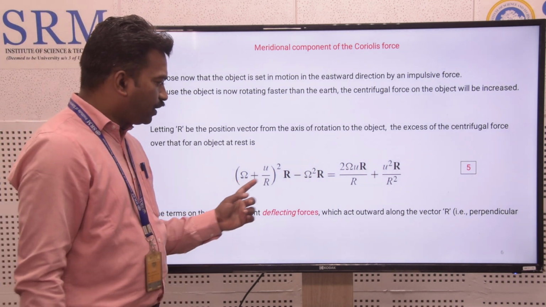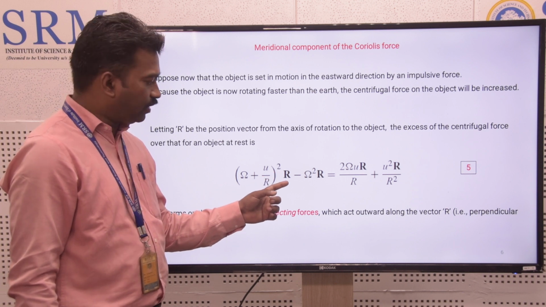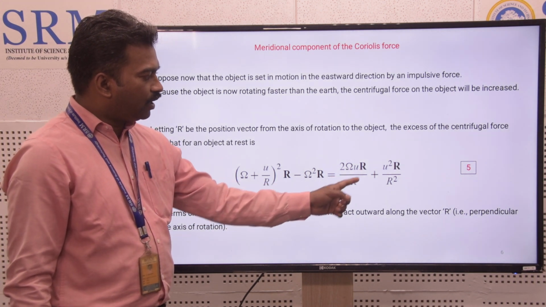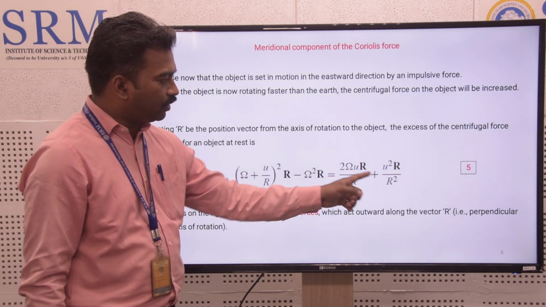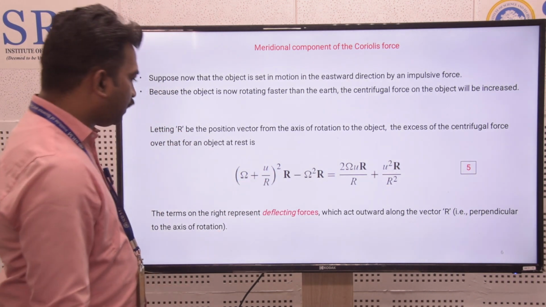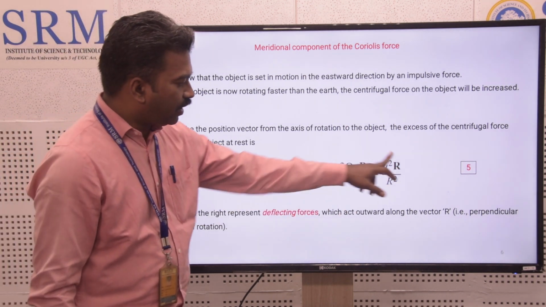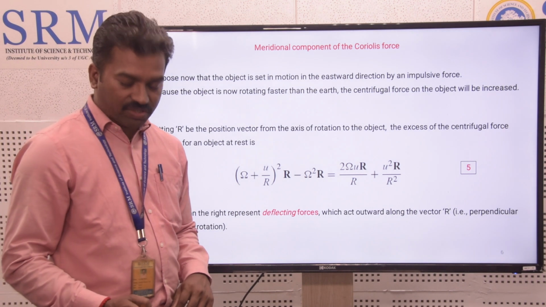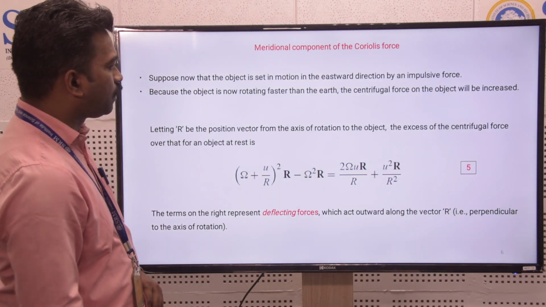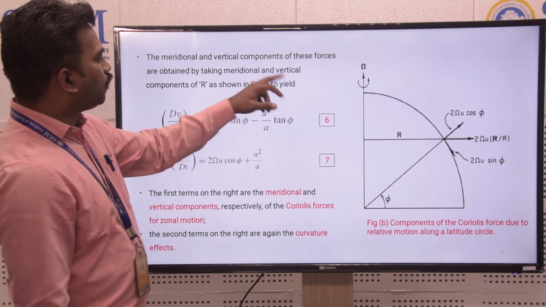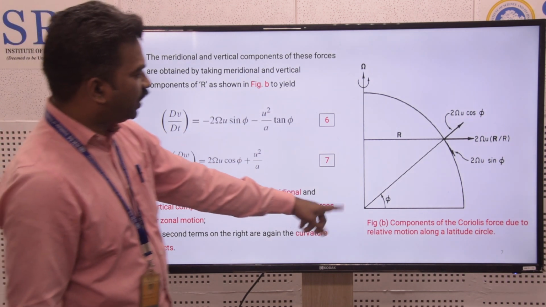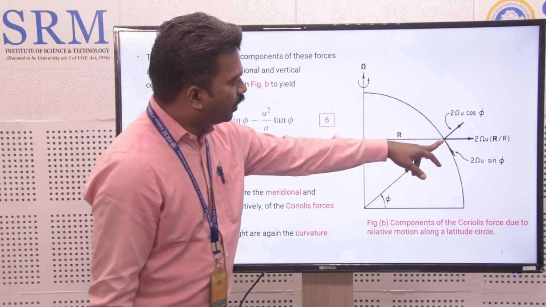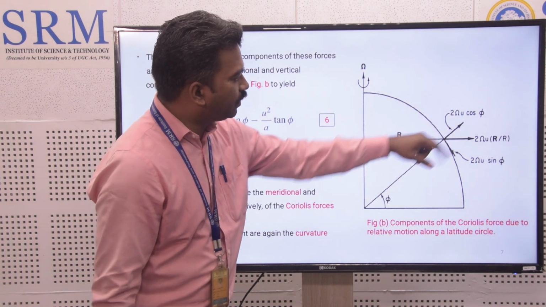So you can write (omega plus u by r) whole square r, which is the angular momentum, minus omega square r. If you do that, you will obtain 2 omega u r by r, where r is the r vector, plus u square r vector by r square. The terms on the right side actually reflect the deflecting forces which are perpendicular to the axis of rotation. The meridional and vertical components of these forces, from this figure B, you can understand that the components of this force are given here.